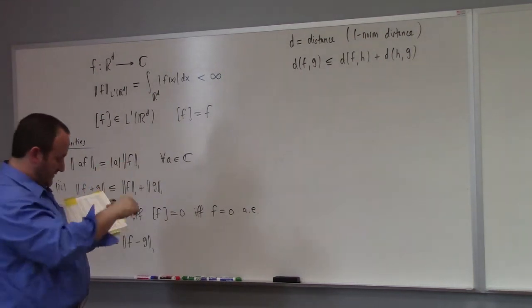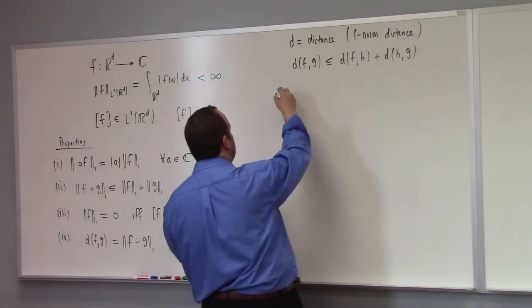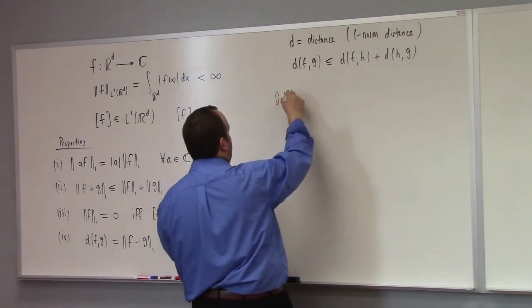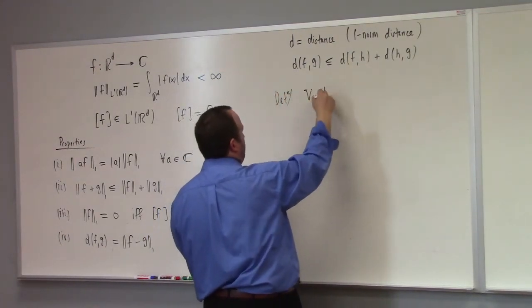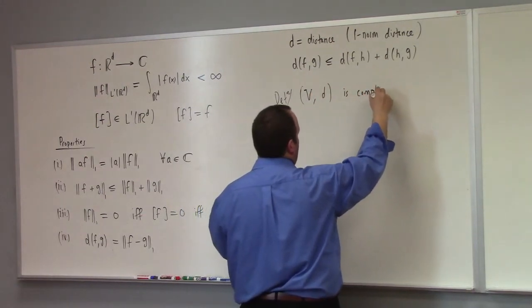Okay, so that's the distance function, and then complete. A vector space V with a distance function D is complete. What's that mean?